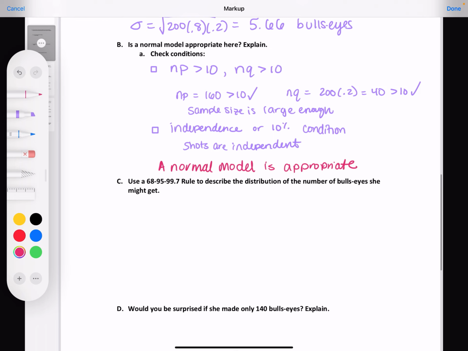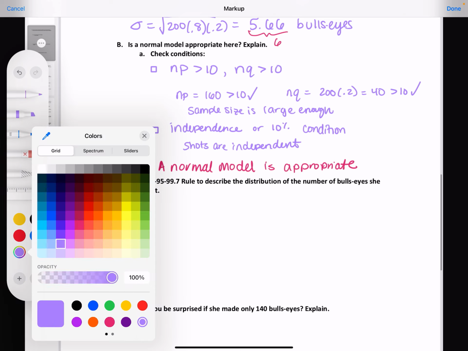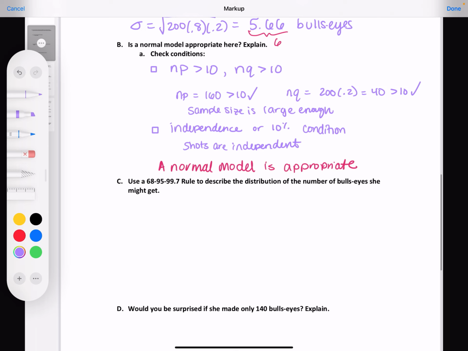For the purpose of this next question, we're going to call this 5.66 just for convenience. Oh, no, okay, the standard deviation. Now I gotta find that really cool color I used. Okay. Hold on. Brief intermission. All right. Use the 68, 95, 99.7 rule to describe the distribution of the number of bullseyes she might get. I'm done this one. Oh my goodness, I loved this. I did so good at this last time.